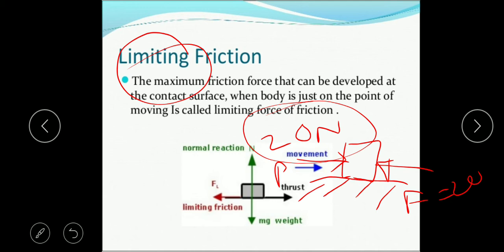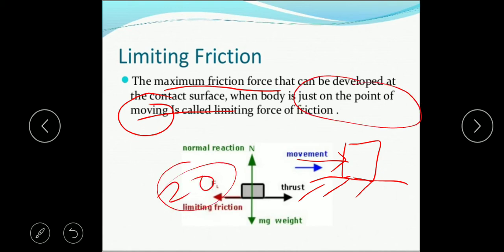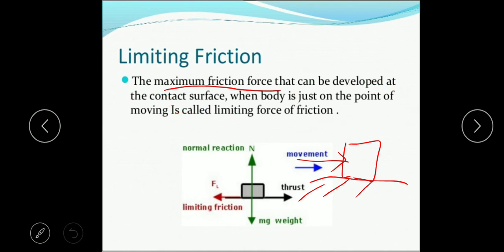So when we cross this type of value, it is the value where the body will try to move. Here the definition also has mentioned the maximum friction force that can be developed at the contact surface when the body is just on the point of moving. Body just on the point of moving means at that value or beyond that value the body will start moving. So at that value, if the body starts moving, then that value is nothing but the limiting friction.